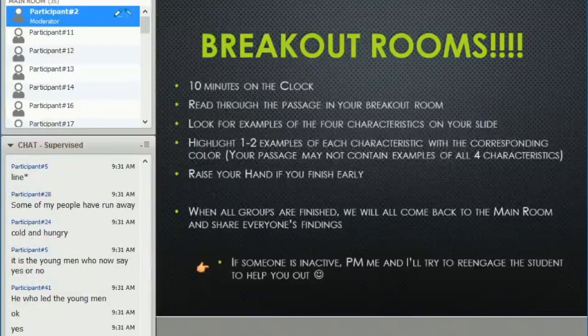If anyone in your room is inactive, if they're not participating, please just shoot me a PM. I don't want to call you a snitch or anything, but just shoot me a PM, and I'll see if I can re-engage the student to make sure that everyone is in the room helping each other. Okay? All right, so I'm going to break you up into groups of 7.